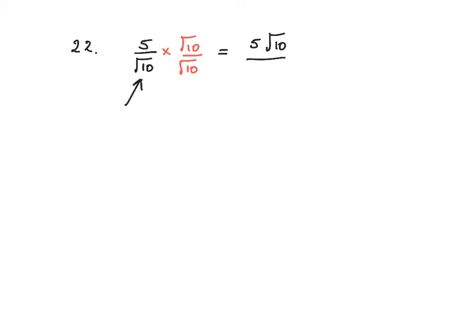The root of 10 times root 10 is root 100. And 5 times root 10 on top. Square root of 100 is 10. Now we should cancel down. We want to simplify this, so we have 5 goes into itself once and into 10 twice. So we've got root 10 on top and 2 on the bottom.